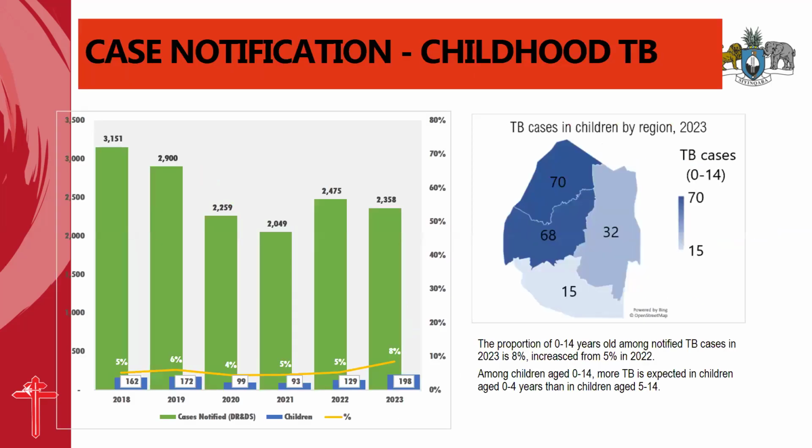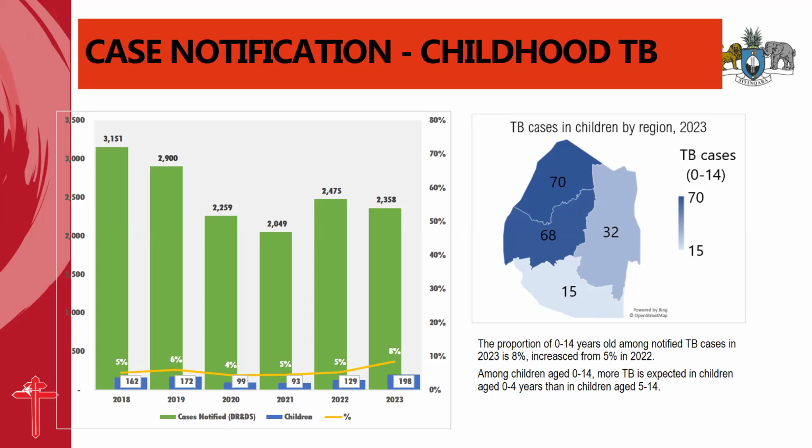So case notification. You can see in the graph that we have the children in blue, and then we have the cases notified from the DR, the drug resistance, and the drug susceptibility. You can see that in 2018 the cases were 3,151. Then for children, from that population, we had 162 children. So that was 5% of the whole population.